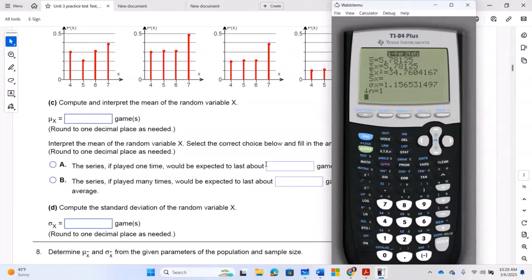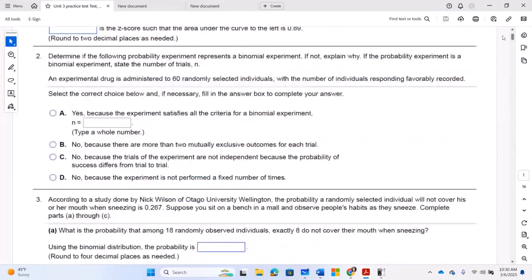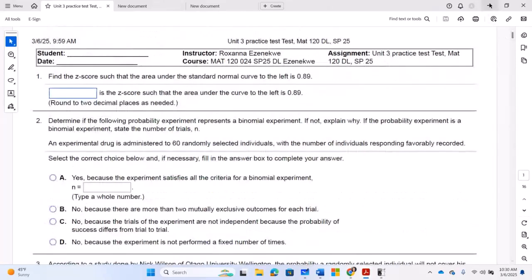So the next one is to answer questions on normal distribution. We have already started normal distribution, so we can go back to that worksheet that we used. But I want you to know that the practice test is in Blackboard.